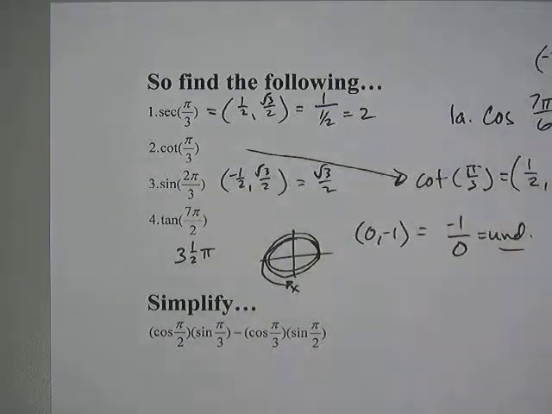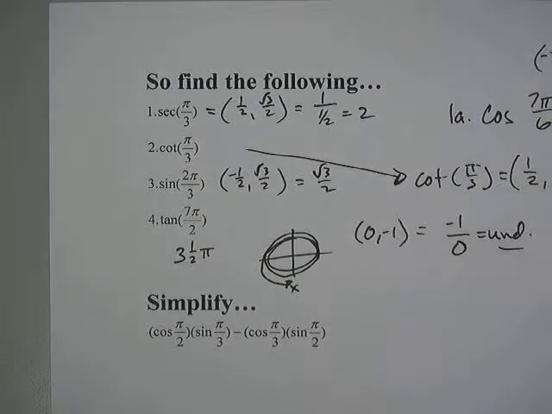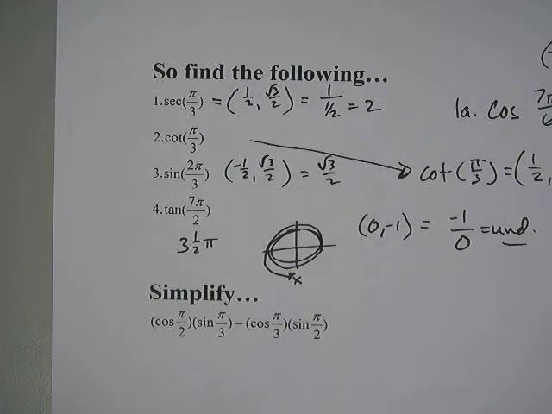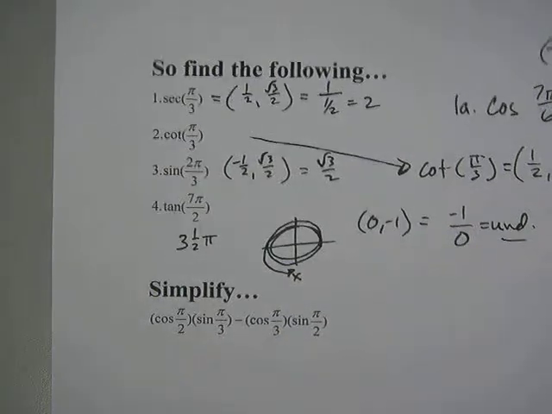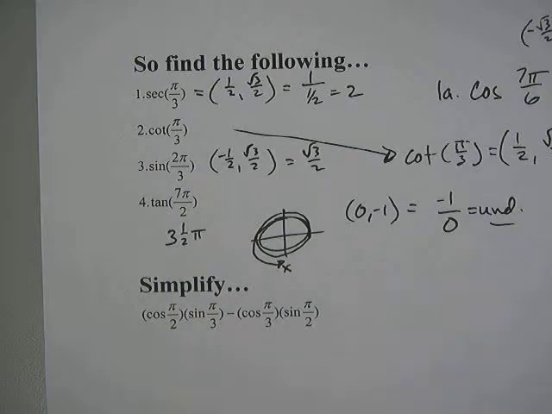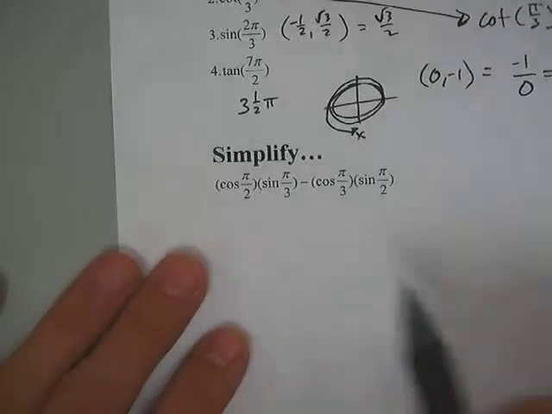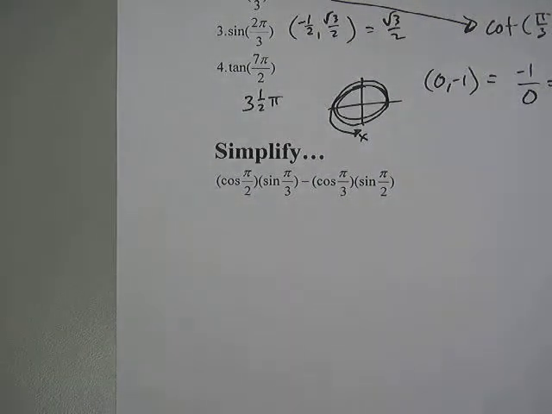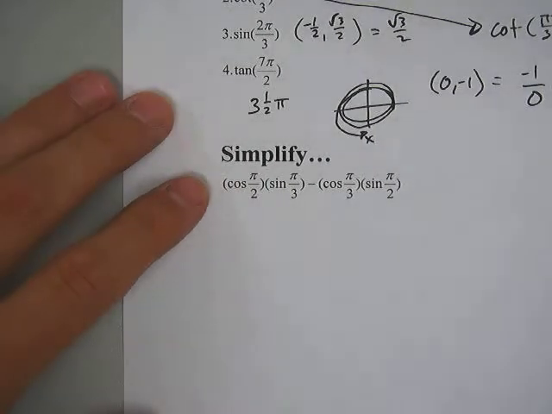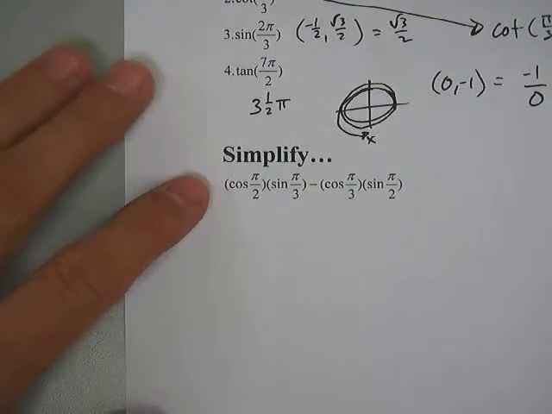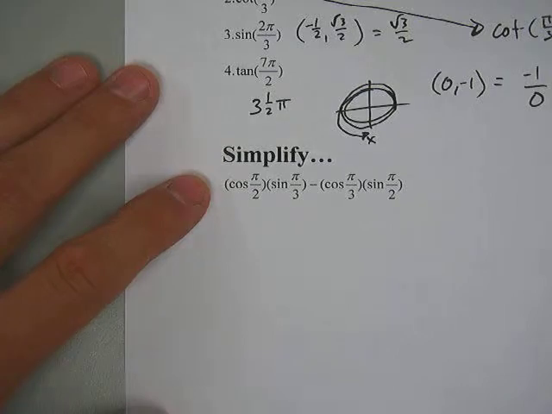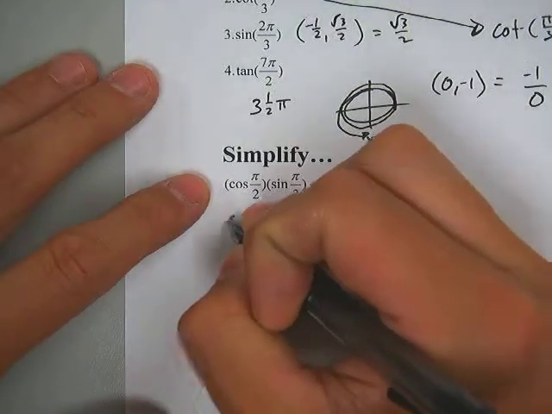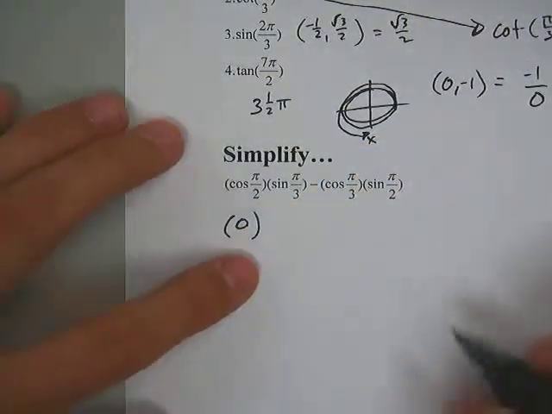Okay, so these trig functions right here are, first, just an exercise in, do I know my coordinates? And second, what are we asking for? If I'm asking for sine, I'm just asking for the y coordinate. If I'm asking for cosine, it's just the x coordinate. If I'm asking for secant, it's 1 over x, etc. Now, if you know all those things, then you can start simplifying things like this.